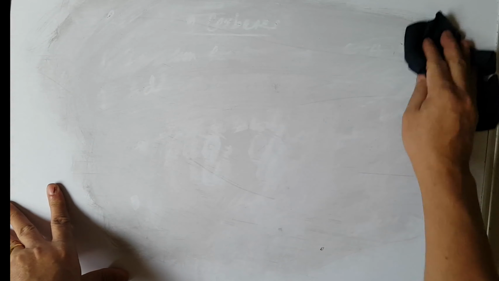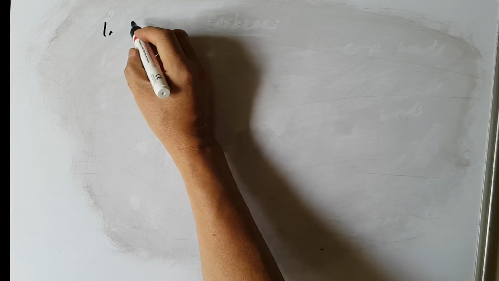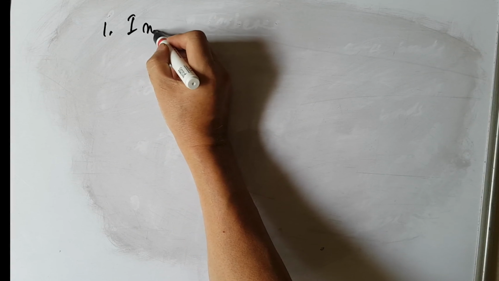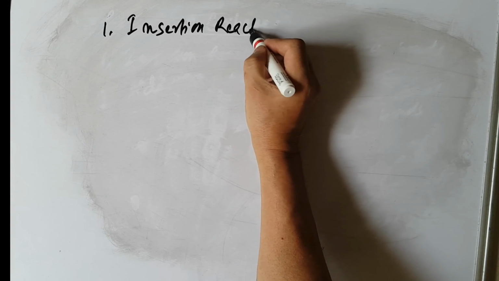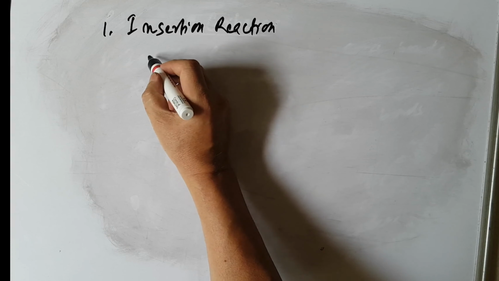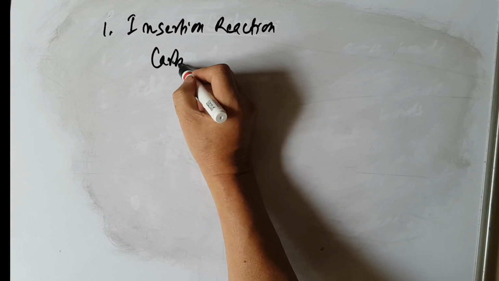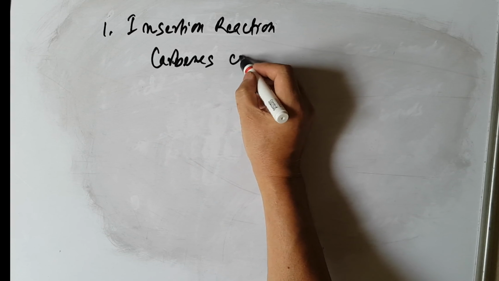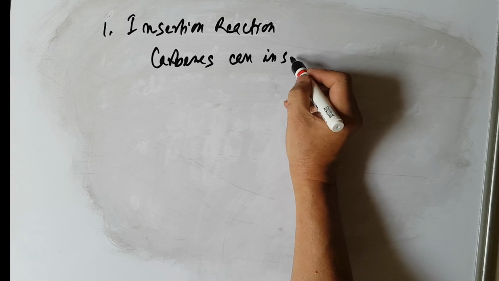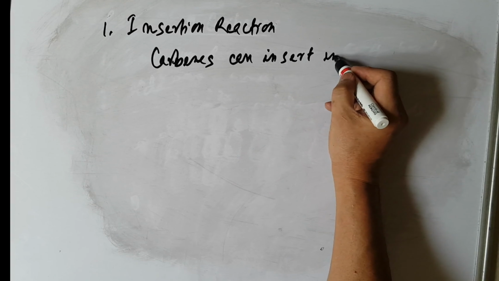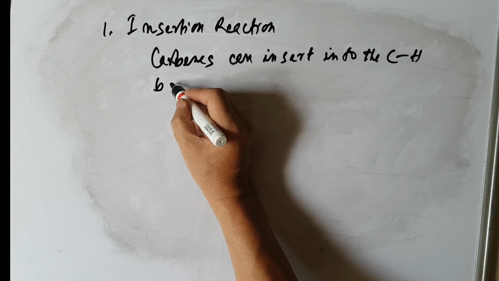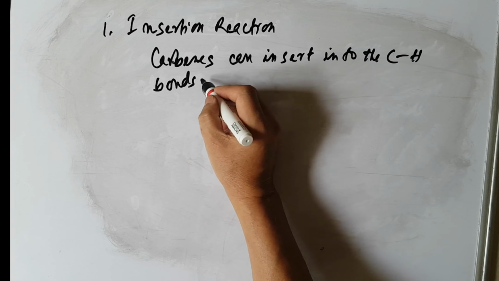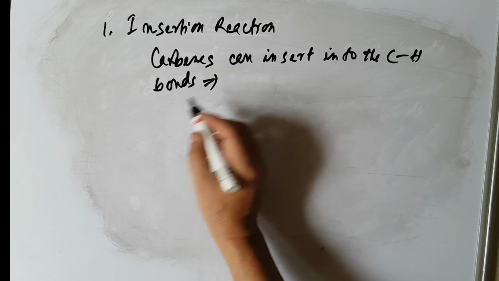So carbenes can undergo insertion in between these carbon-hydrogen bonds. Insertion reactions. So carbenes can insert into the C-H carbon-hydrogen bonds. Okay. Many examples are here.